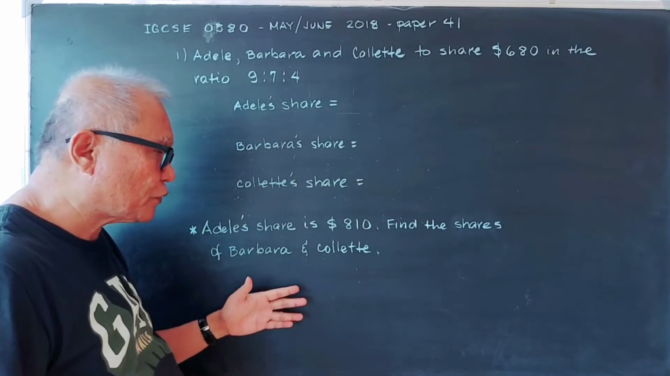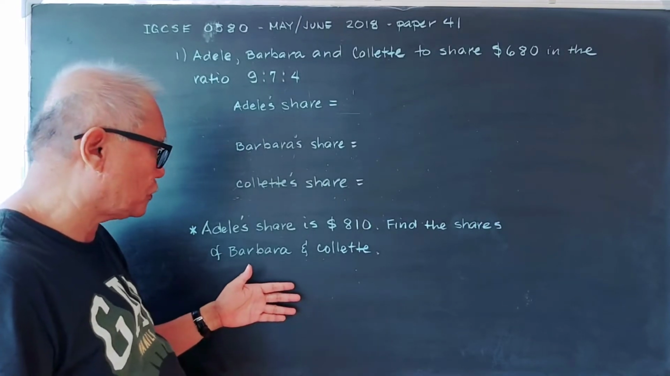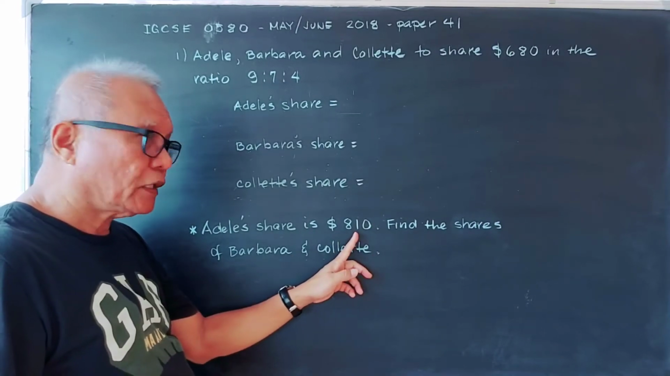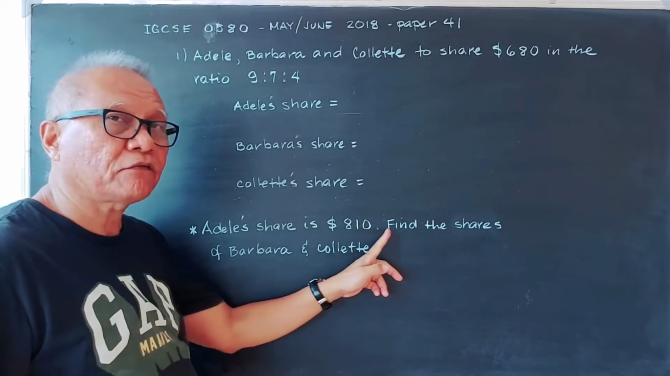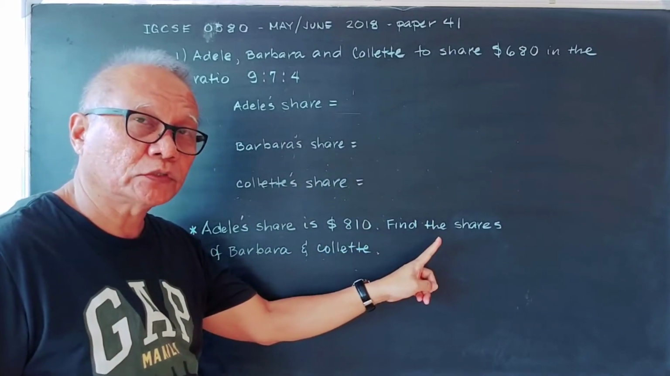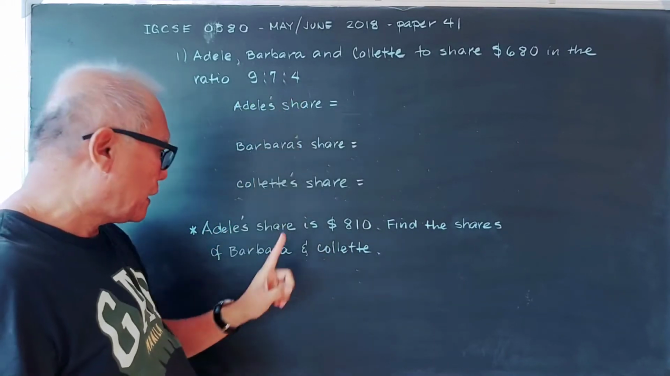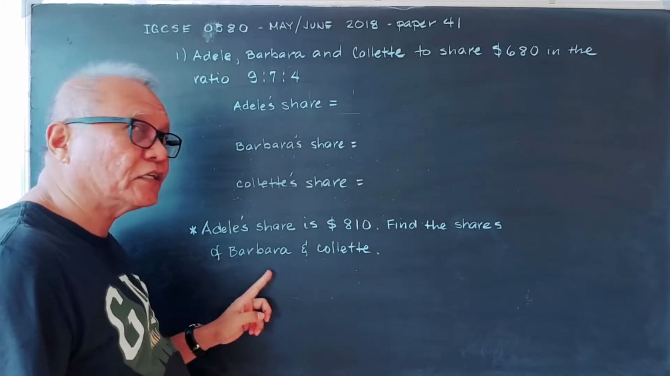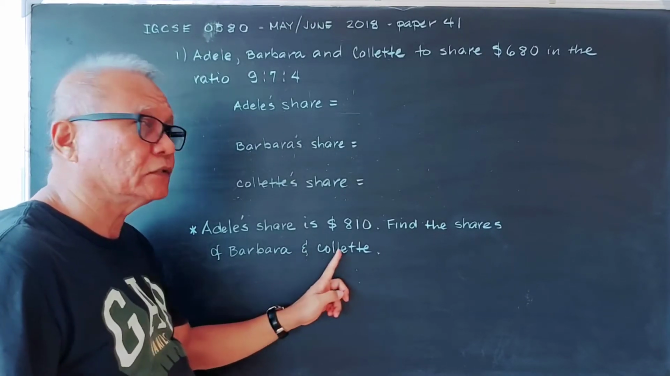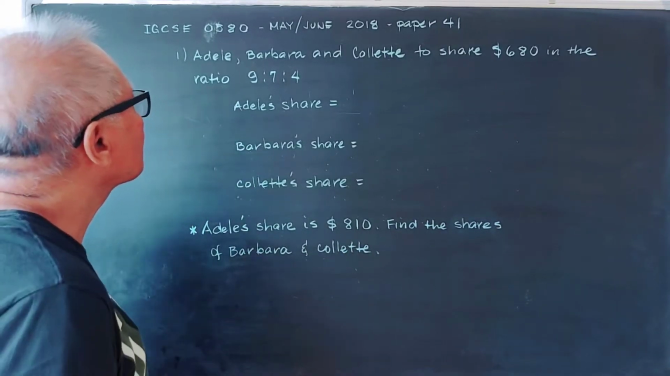The second one is not in your paper. It is another variation of ratio and proportion, in which the share of one of the girls is given already, and we don't have the total amount. Of course, the ratio is still 9:7:4, and we need to find the share of the other two girls, Barbara and Colette. So let's do the first one first.